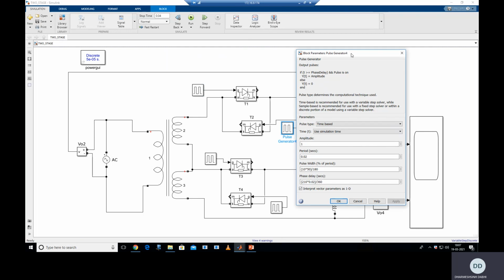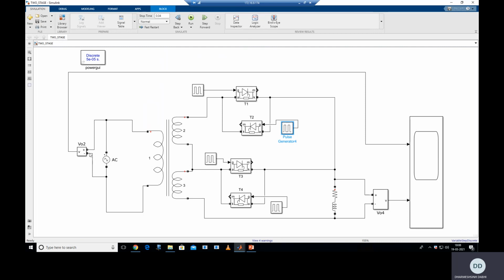It will turn on in the negative cycle at angle alpha, so it is 180 plus alpha. It means 180 plus 30 degree, so at 210 degree your thyristor T2 will turn on. The remaining parameters like amplitude, period and pulse width remain as they are for all the pulse generators, only the value of phase delay changes. So this is the value we chose for T1, T2 and T3, T4.